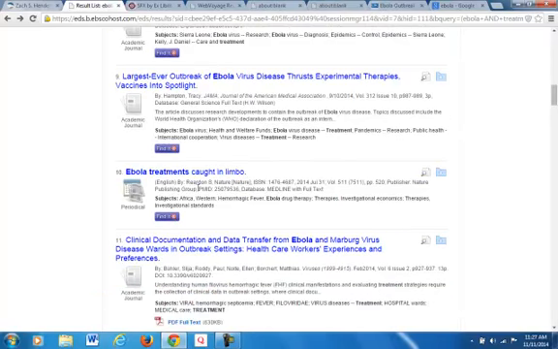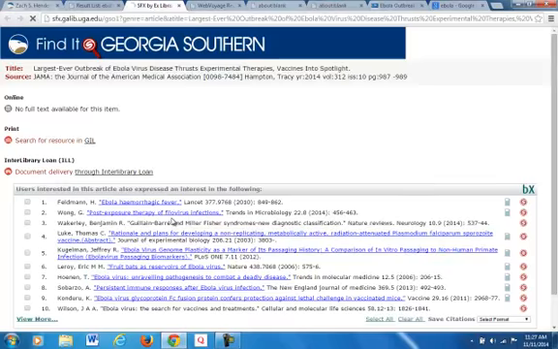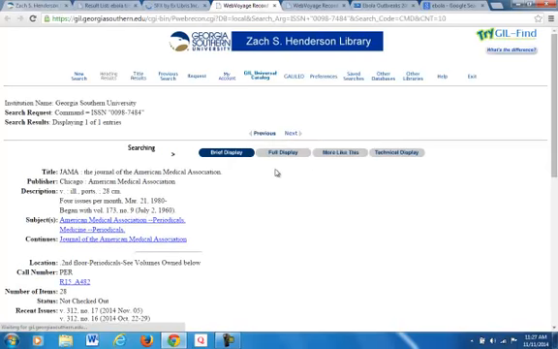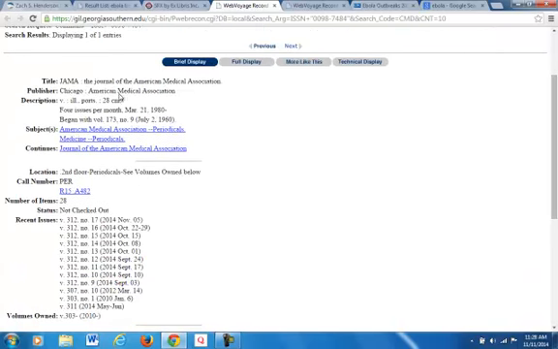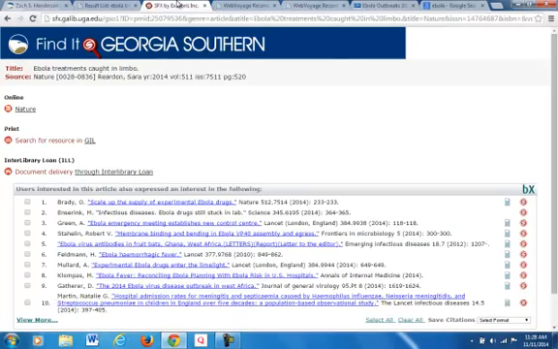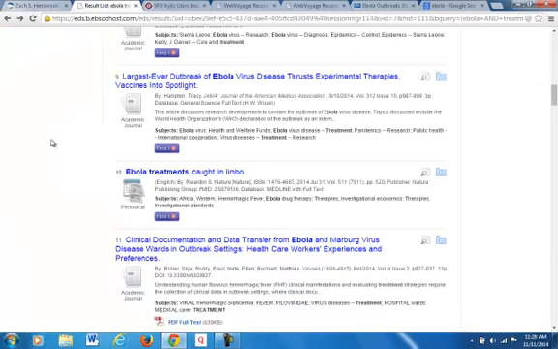Alright, so here's another, looks like a magazine article, Ebola treatments caught in limbo. And this one is not available online. So let's see if it's at the library. Yes, it's at the library on the second floor, so I could check that one out.